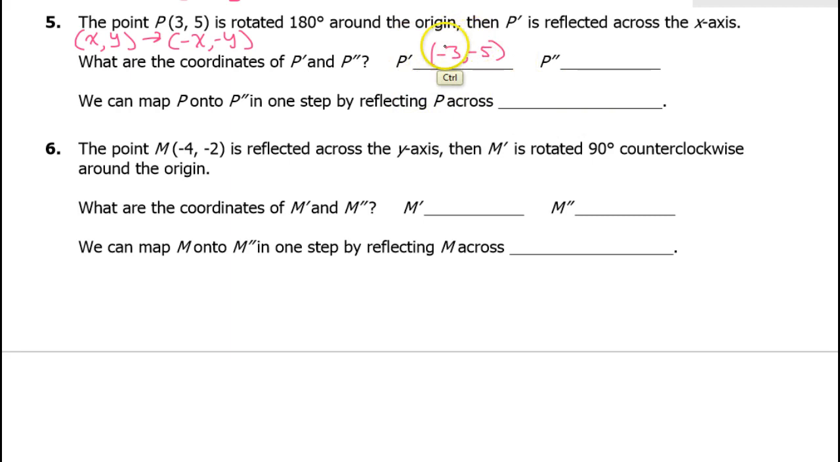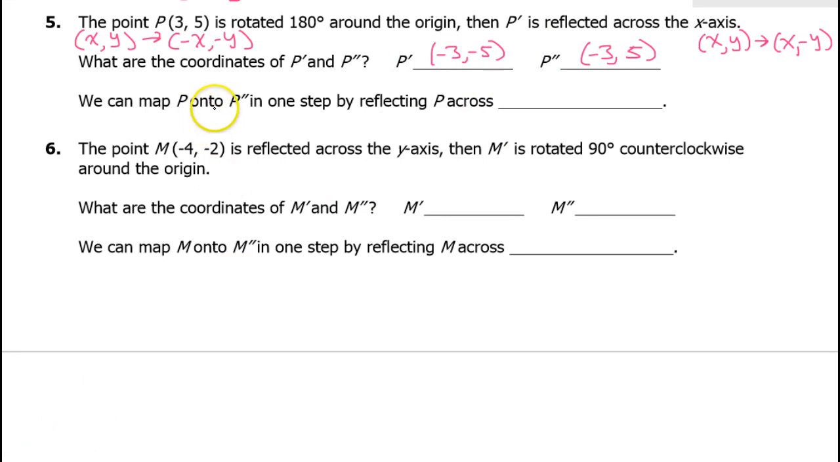So now we will take that and we have to reflect across the x-axis. We know a rule for that. When you reflect across the x-axis, the x value stays the same, the y value changes. So in other words, xy becomes x, negative y. Only the y value changes. So that means the x value of negative 3 will stay the same, and the y value will become positive 5. So that should be P double prime.